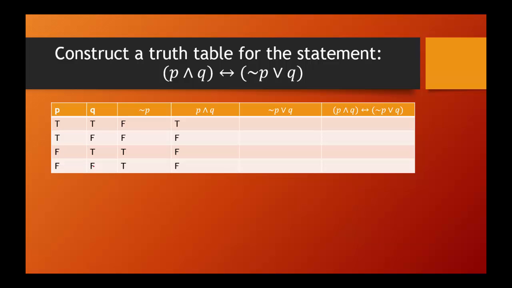If I now look at not P or Q, I only need one true when I'm looking at or. So this is true, false, true, true again. Okay. The final one where I'm comparing these two columns, I'm just looking for matching. So true, true is true, false, false is true, false, true is false, false, true is false.